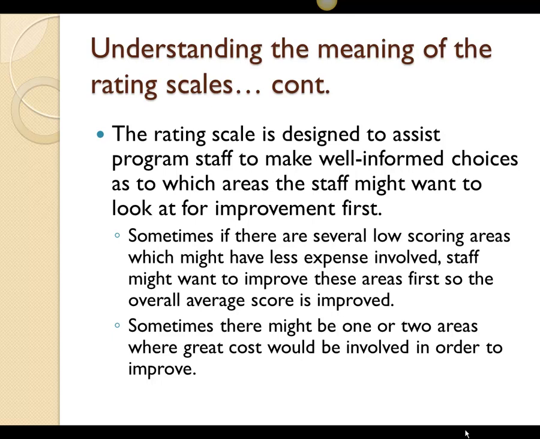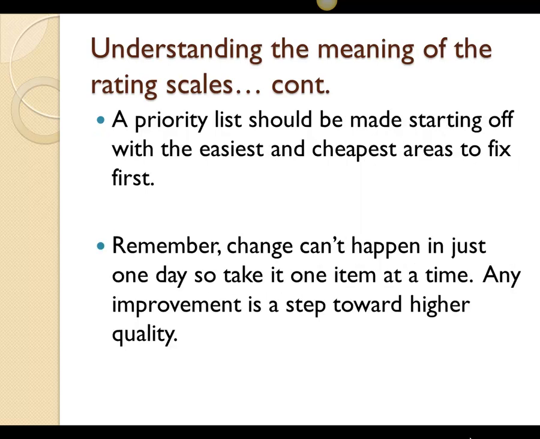We can definitely buy Beanie Babies, but we can't change the plumbing of the building. Sometimes there might be 1 or 2 areas where great cost would be involved in order to improve. And so, again, that's what I was just talking about. You want to make those less expensive changes first to improve the overall quality, and then work on some of those ones with greater costs. And later on, we'll talk about fundraising and things like that. A priority should be made starting off with the easiest and cheapest areas to fix first.